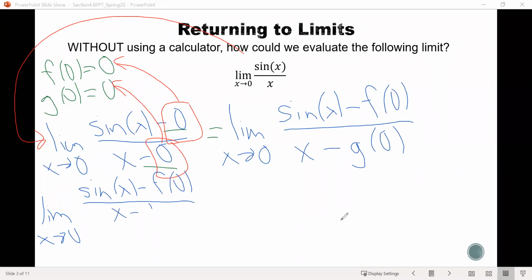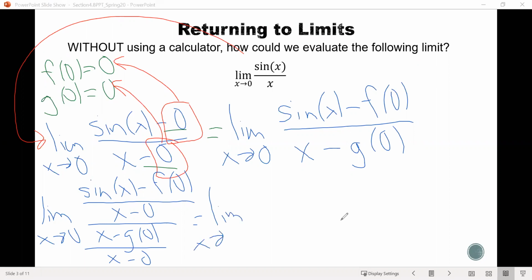x minus 0. Is that what I want to do? Yes, it is. And so we'll have on the bottom here x minus g of 0 all over x minus 0. And I'll rewrite this one more time.